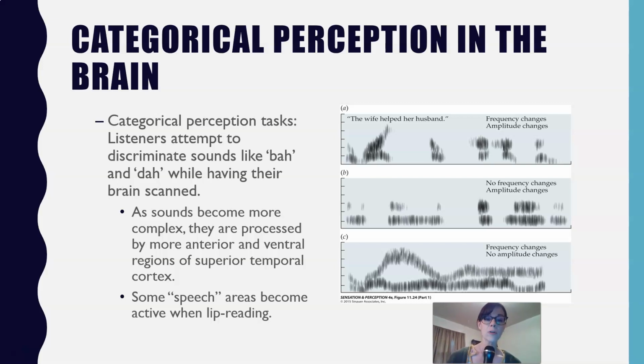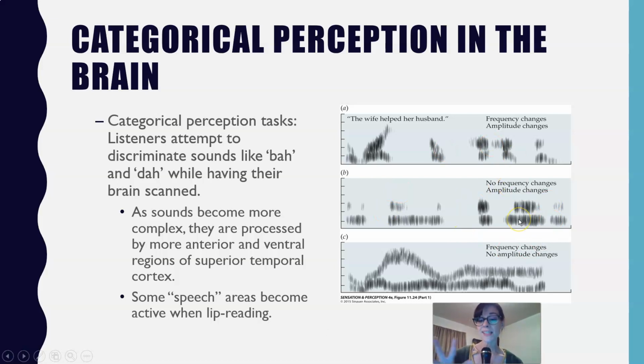This is a categorical perception task. Listeners had to attempt to discriminate sounds like ba and da while having their brain scanned. As sounds became more complex, they ended up getting processed by more anterior and ventral regions of superior temporal cortex. So the more speech-like things become, the more they activate areas of the superior temporal lobes, like Wernicke's area. Additionally, some speech areas become more active when lip reading, which means that we utilize visual information to help us decode speech as well.